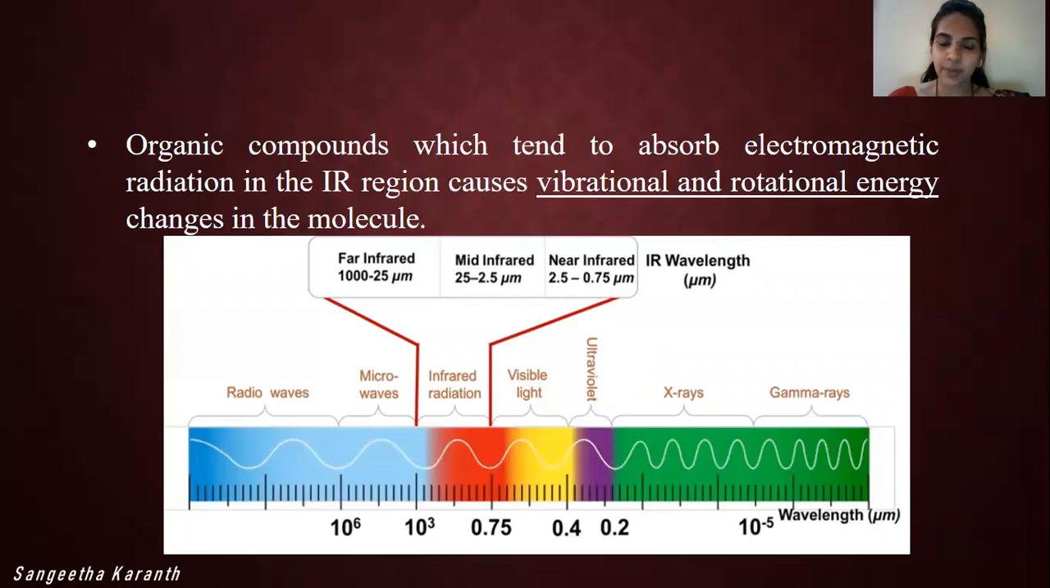vibrational movements. Again in the IR region, we have three different regions, that is, far infrared region, mid-infrared region, and near-infrared region. So the molecules can absorb radiation from any of these regions in order to undergo vibrational movements.